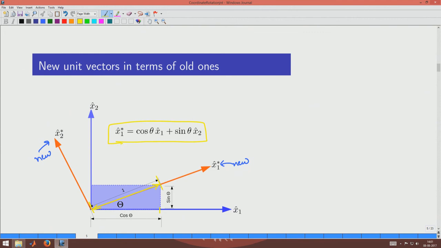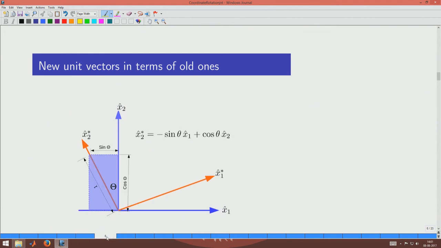Similarly, we can also express x2 star. For that, the same way, we take a unit vector along x2 star and then take its components along x1 and x2, the old coordinate system. When we express that in terms of the old coordinate system, we get this relationship: x2 star is equal to minus sin theta x1 plus cos theta x2. We can see that sin theta and cos theta have changed their position, and then there is a minus sign coming, that is going to be of use later on to see what will happen to the transpose of certain matrices that we will be talking about.